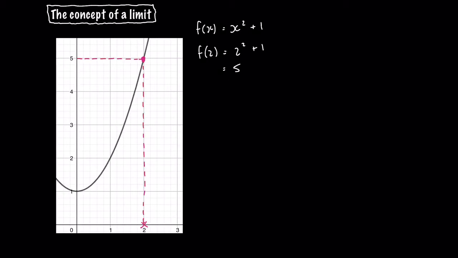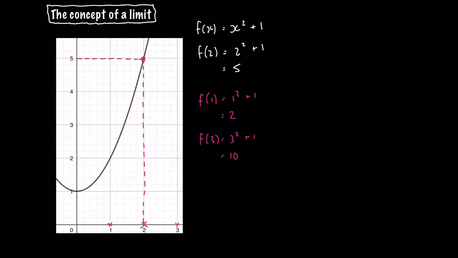Now, how do we determine the gradient at that particular point using this information? Well, we're going to start with some experiments. So let's take a value immediately to the left of 2. So for example, if we take this value here of 1 and we substitute 1 into the function, we're going to have f of 1 is equal to 1 squared plus 1, which is 2. And if we take a value immediately to the right, let's say 3, and we substitute 3 in, we're going to get 3 squared plus 1, which is 10.